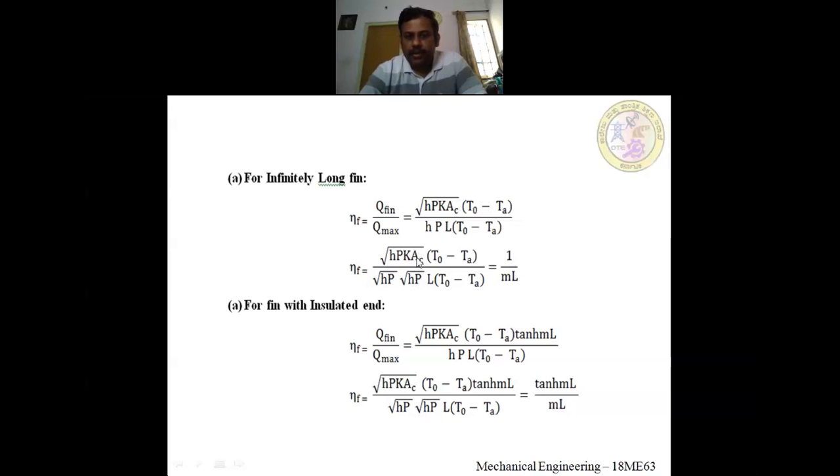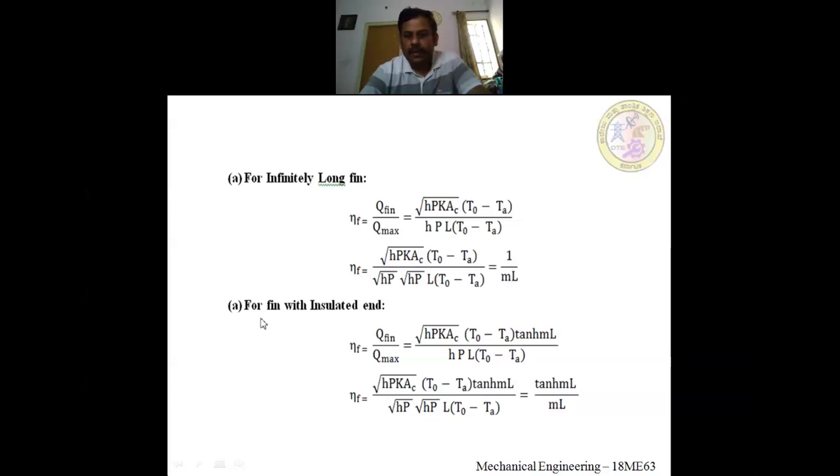If you take the square root of K times AC to the denominator, it will become the square root of HP by K times AC, which is nothing but m into L. So 1 by mL. The T naught minus TA gets cancelled. So the efficiency of the fin for an infinitely long fin will be 1 by mL.